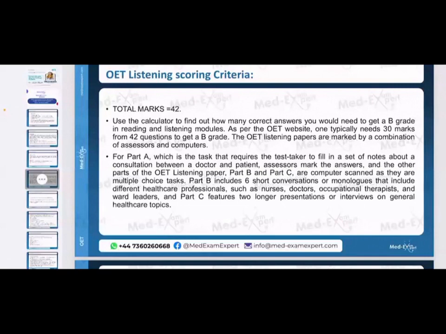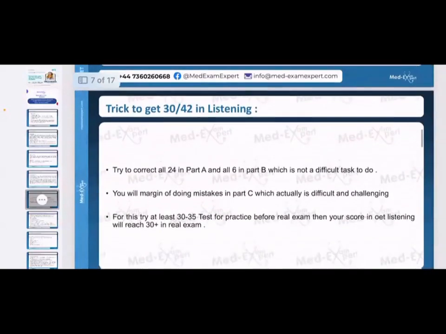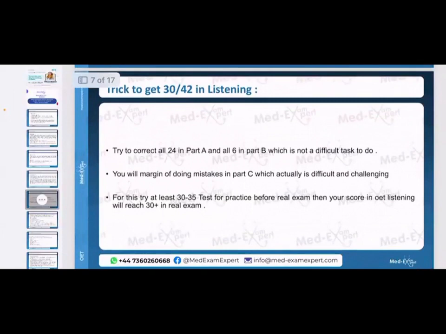So this is an overview regarding the listening exam. And I have told you that you should put your maximum effort into part A and part B. Then definitely you would be able to score maximum in the listening module. So there are some general tricks for scoring 30 out of 42. Try to correct all 24 in part A and all 6 in part B, which is not a difficult task to do. Let me reassure you, if you are going to do this, definitely your listening module is the past one.